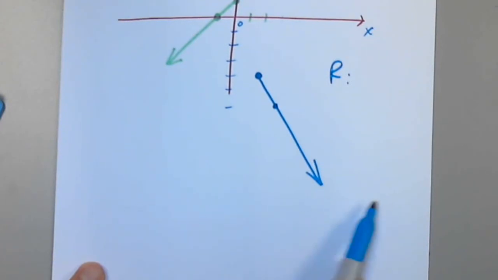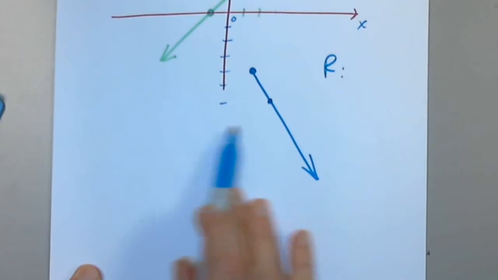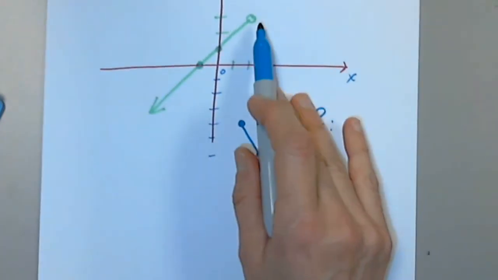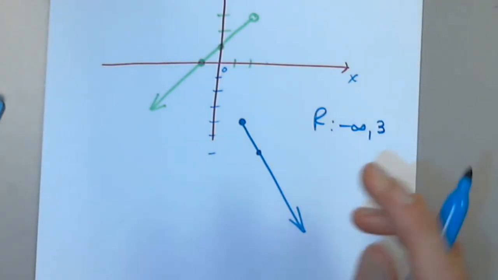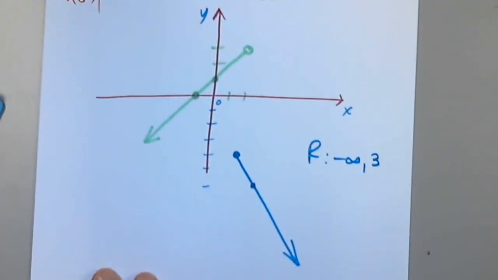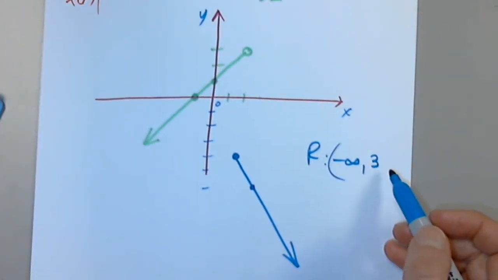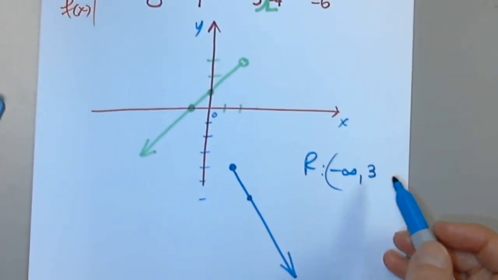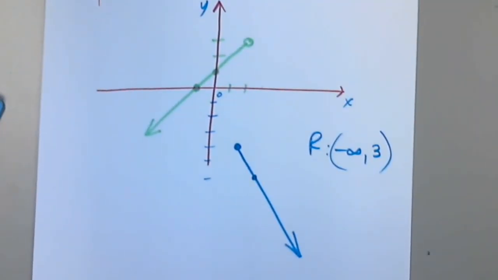From the lowest y value to the largest y value. Closed or open? The infinity parentheses, because the point does not exist. Yes. So the range of this function is negative infinity to 3. Any questions for me? Any questions?